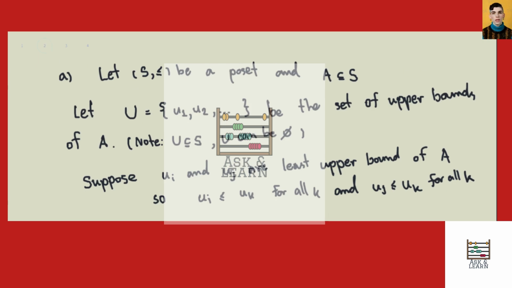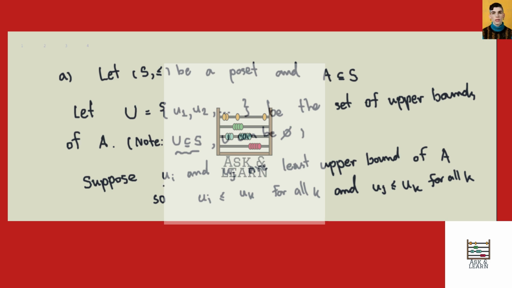So let S be a poset and A be a subset of S. Let U be a set of U1, U2 like this. It can be infinite. It can be empty. Let U be a set of upper bounds of A. So U is also a subset of S.